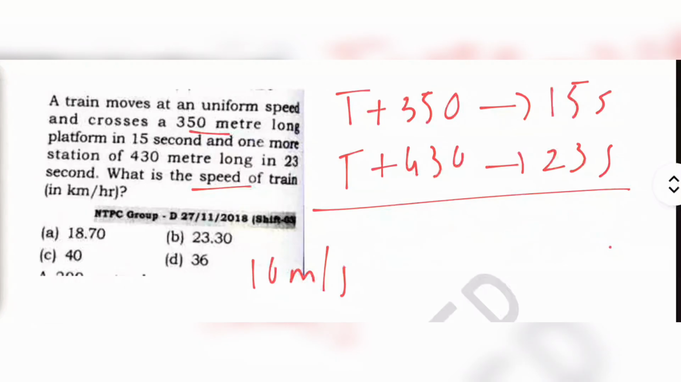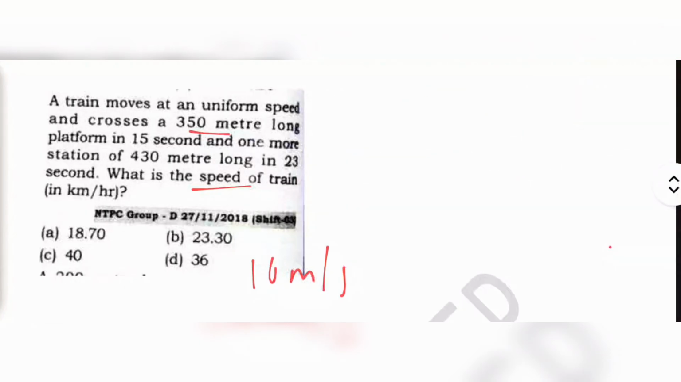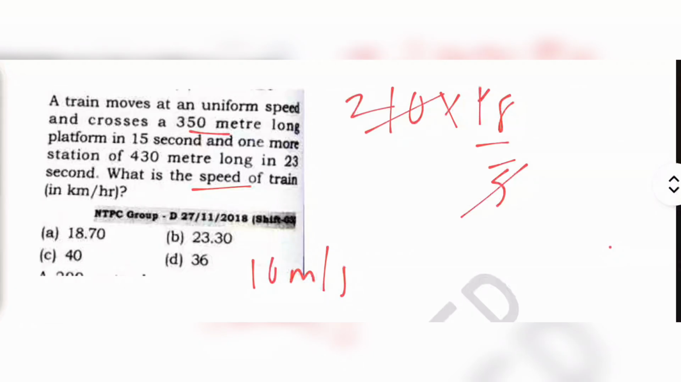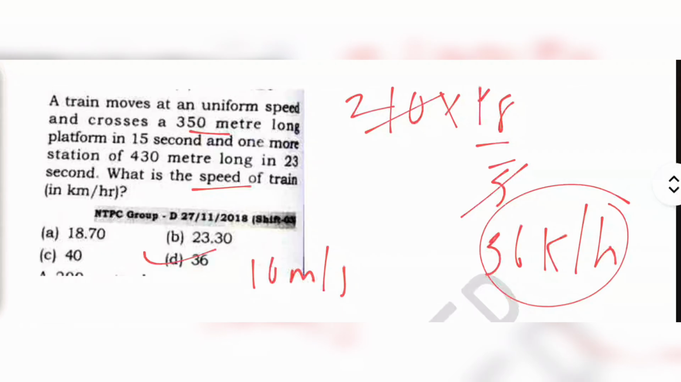If we convert this 10 meters per second into kilometers per hour, 10 into 18 by 5, 5 twos are 10, this is nothing but 36 kilometers per hour. That is option D.